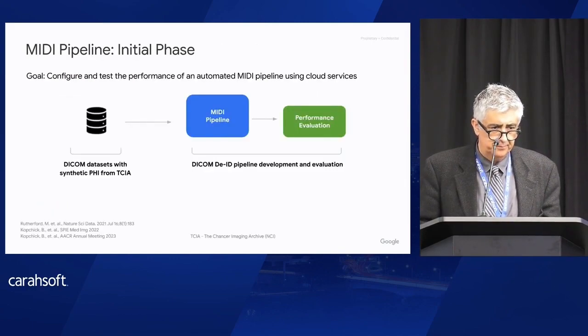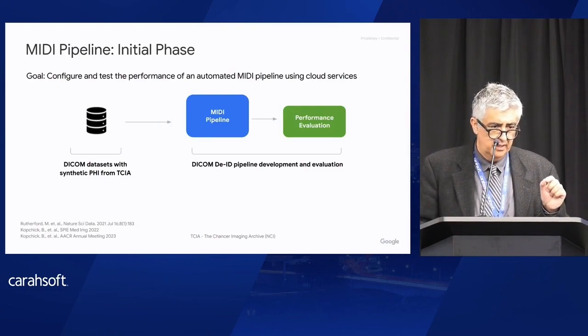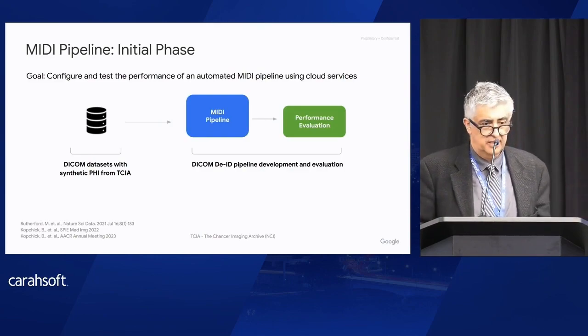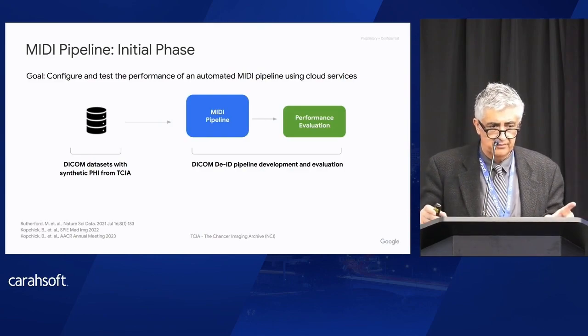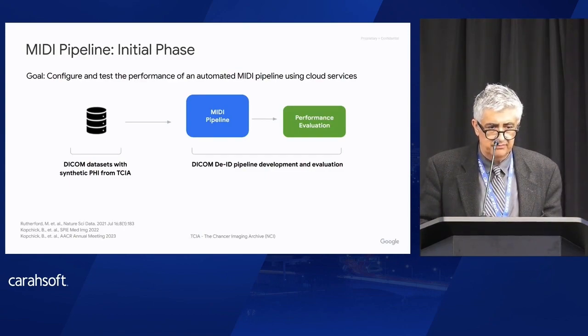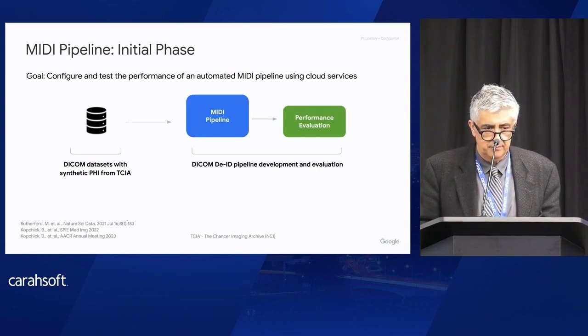So at the beginning of this project, the goal was to set up a pipeline that will test the de-identification, and we started with data sets with synthetic PHI that's shown on the left, and then this is a simple model of image submission and de-identification, and then evaluation of the performance by a third party, just to avoid bias in the course of the project.